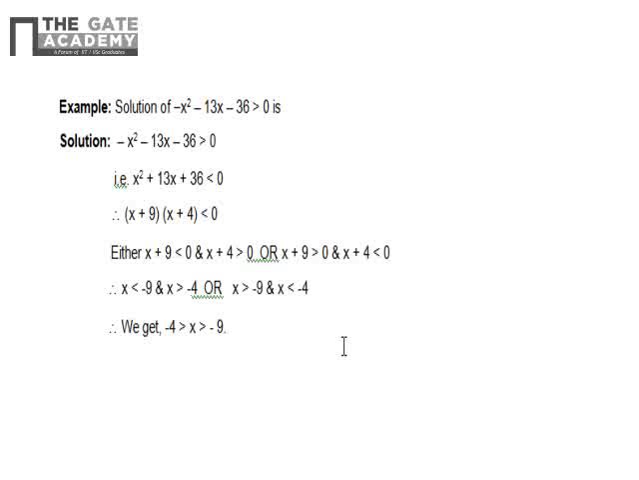So we have to find the set of solutions by putting values in the equation using a trial and error method. We'll have to put one value above this, one value in this range, one value in this range, and one value in this range, and find out for what set of values it is coming true. I got that for x less than minus 4 and greater than minus 9, this inequality holds true. That means our solution set is this.